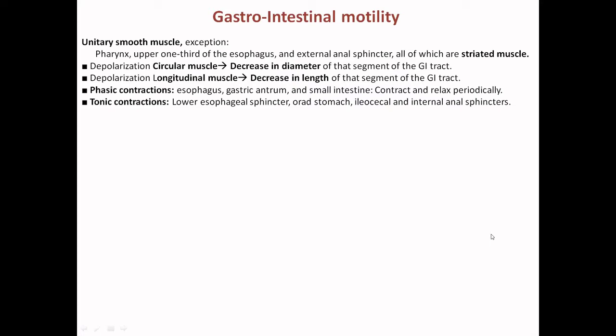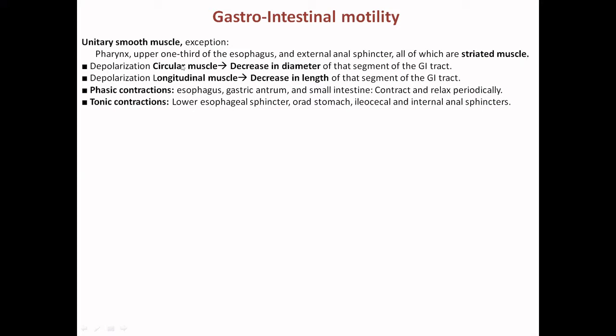So most of the smooth muscles of the GI tract are unitary smooth muscles, meaning it is involuntary. The exceptions are the pharynx, because we swallow something, and the upper one third of the esophagus, which is also part of the swallowing, so it is voluntary, and the external anal sphincter, all of which are striated muscles because these are the voluntary muscles.